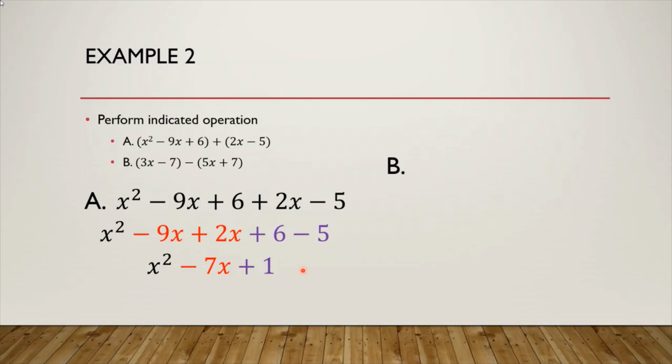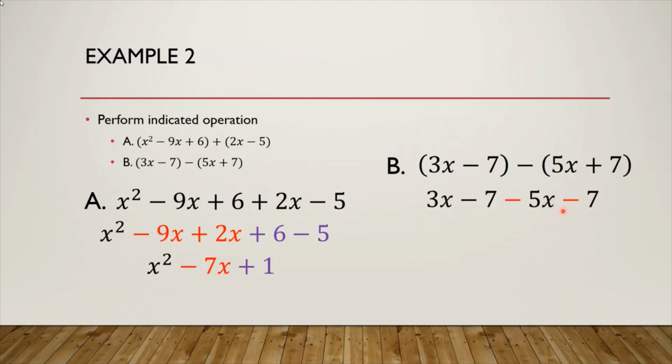All right, let's look at letter B now. Letter B is subtraction. So what you want to do first is distribute the negative to both the 5x and the 7. So that's going to change the signs. They're both positive, so that's a minus 5x minus 7.